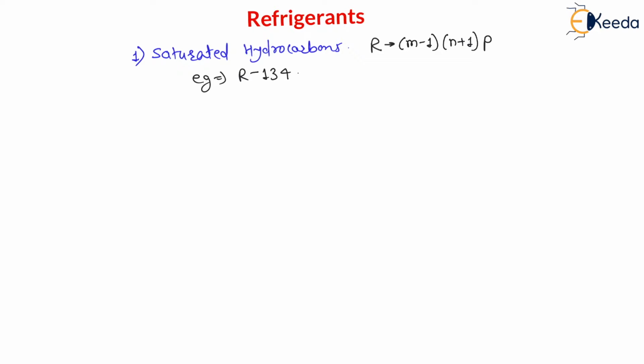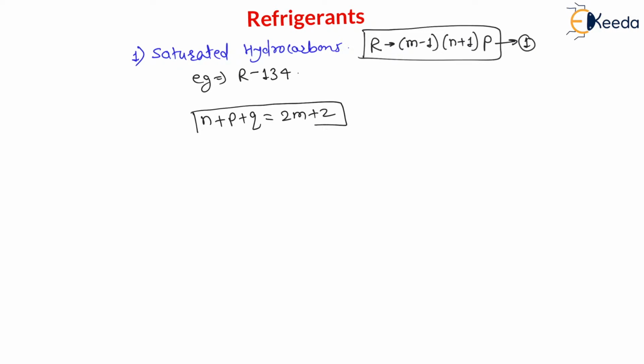And my dear students, this is the first equation, that is R (m minus 1)(n plus 1)(p). Then the equation is n plus p plus q is equal to 2m plus 2. This is the equation of saturated hydrocarbons. Remember this equation, this is the second equation. I will mention what n, p, q and m are. This is the second equation in saturated hydrocarbons.